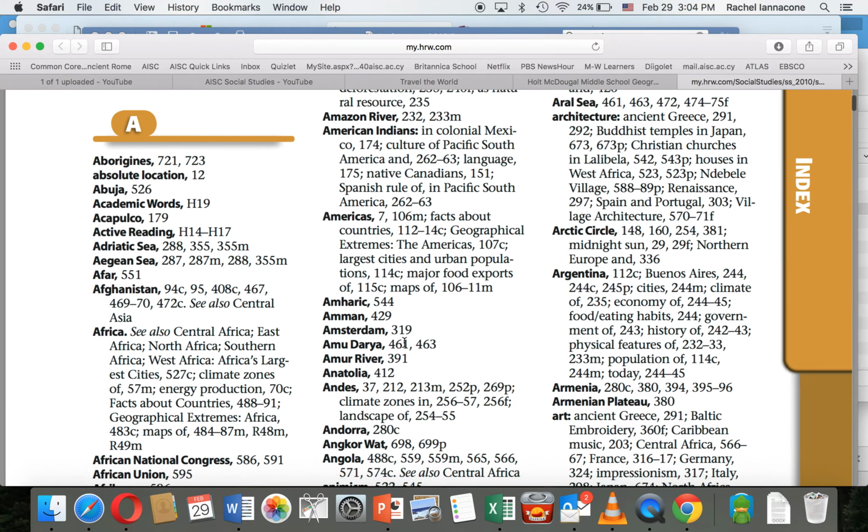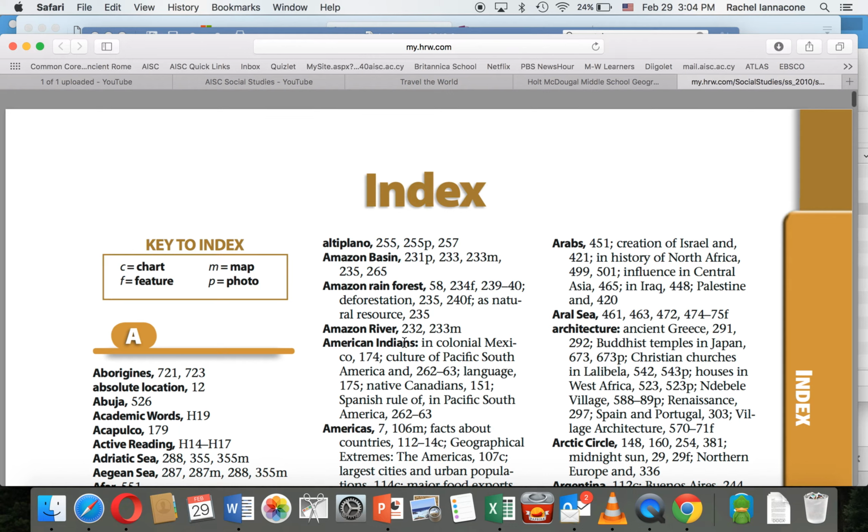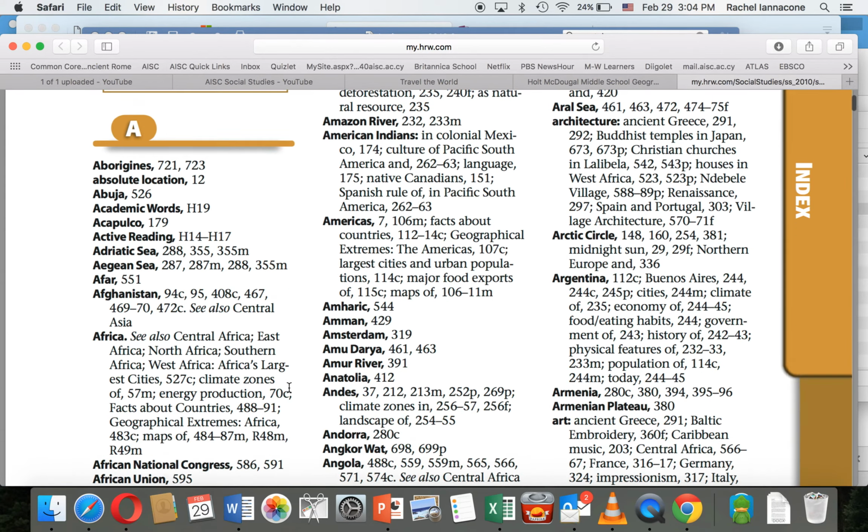So if we were interested in researching the country Chile, we're going to look for it under C. If we're looking for a chart, we're going to find a C. A map, we're going to find an M. For feature, an F, and P is a photo. Okay? So I'm going to look for Chile.